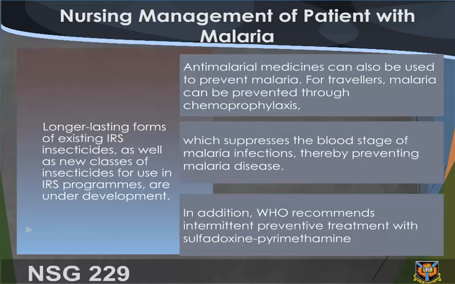Longer-lasting forms of existing IRS insecticides, as well as new classes of insecticides for use in IRS programs, are under development. Anti-malaria medicines can also be used to prevent malaria. For travelers, malaria can be prevented through chemoprophylaxis, which suppresses the blood stage of malaria infections, thereby preventing malaria disease. In addition, WHO recommends intermittent preventive treatment with sulfadoxine-pyrimethamine.